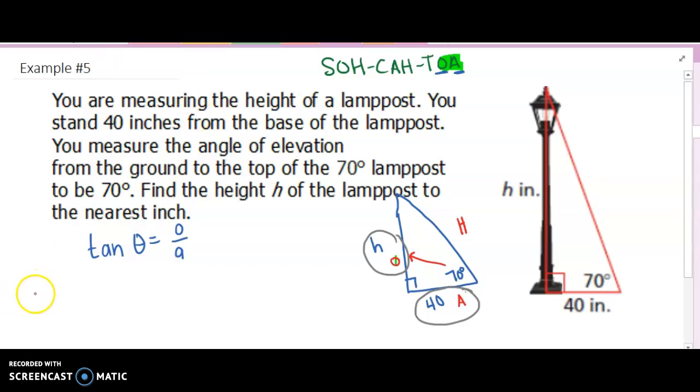Okay, and now it's about plugging stuff in. So tangent of, I know my theta is 70. Tangent of 70 equals opposite, which is my H, over adjacent, which is my 40. Okay, now you always want to get rid of the denominator, so multiply both sides by 40. Those go away, and you're left with 40 times tangent 70 equals H. Just plug this directly into your calculator like that.